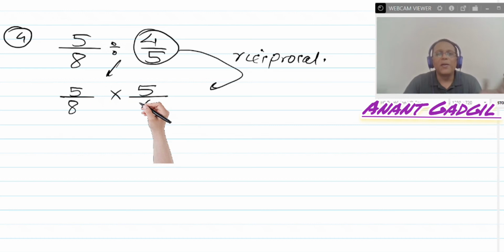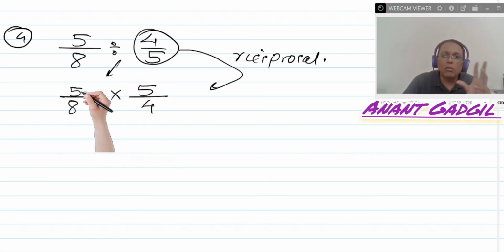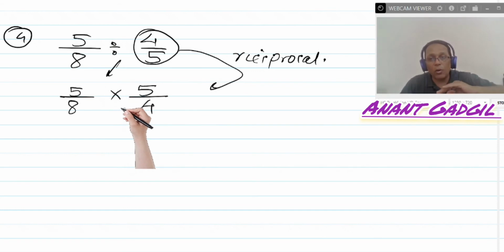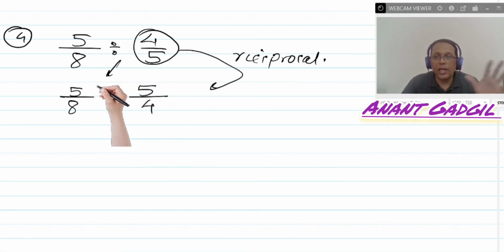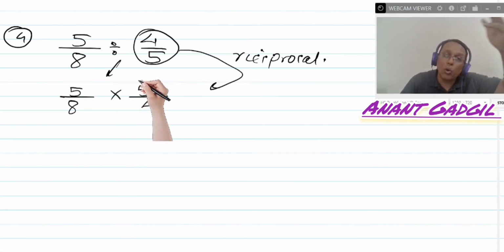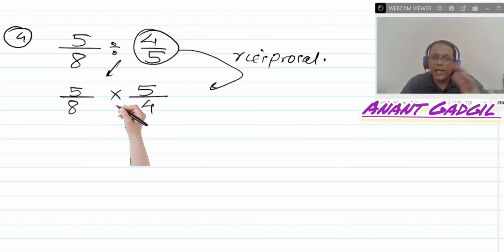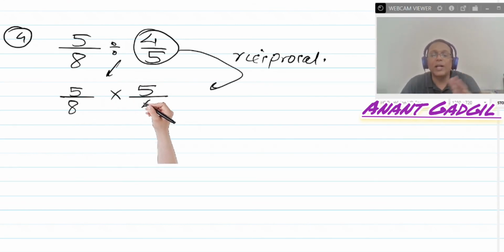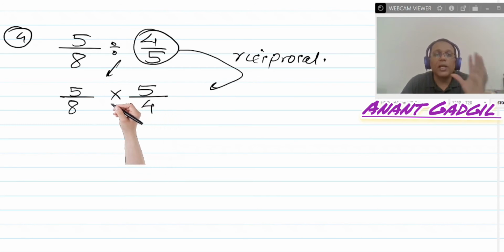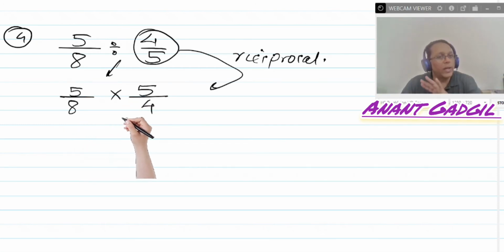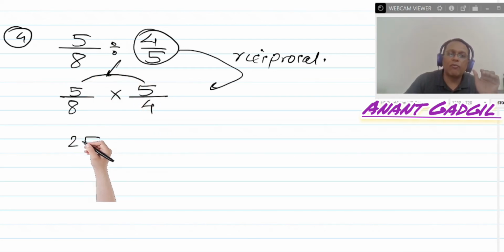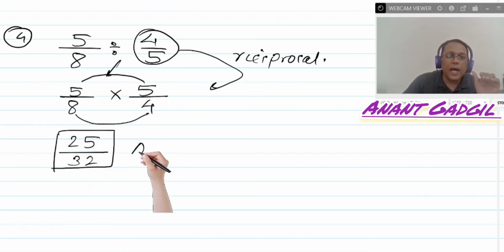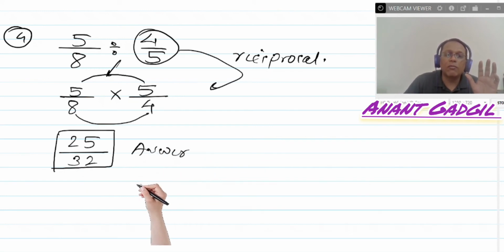Multiplication, simple. Now we can see that the two numbers, one in the numerator and one in the denominator, don't come in the same table. 5 and 5 are divisible by the same number 5, but they are both in the numerator. Similarly, 4 and 8 are divisible by the same number, the greatest possible number 4, but they are both in the denominator. So we cannot simplify like that. Then what do we do? We multiply the numerators. 5 times 5 is 25. We multiply the denominators. 8 times 4 is 32. Now as they are not divisible by the same number, this is our final answer.